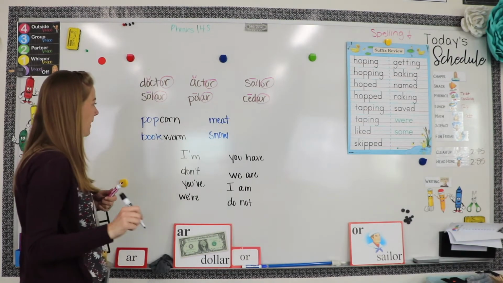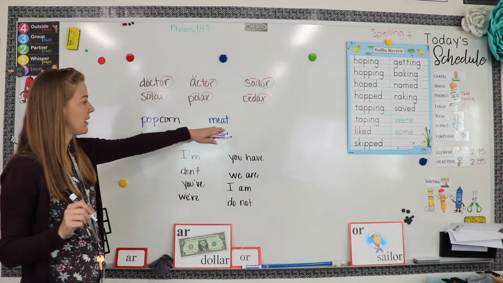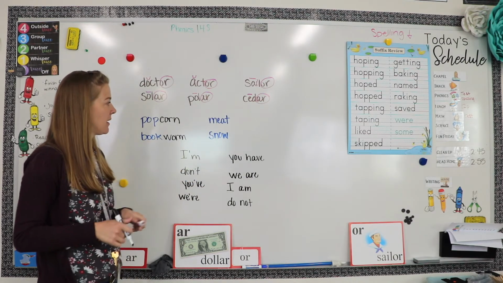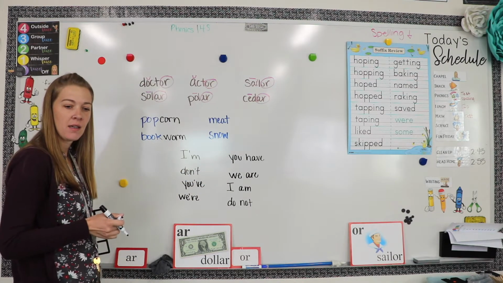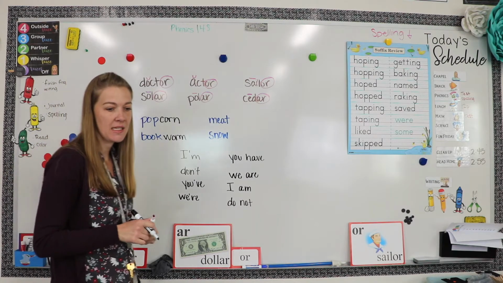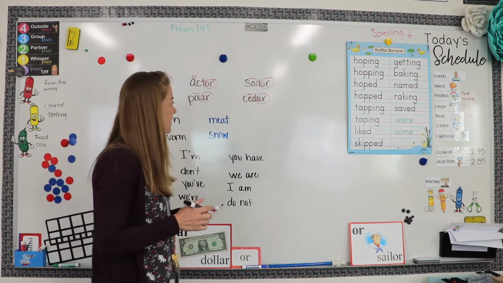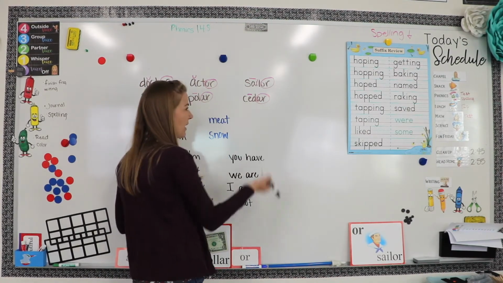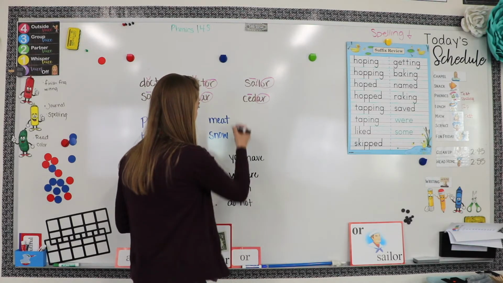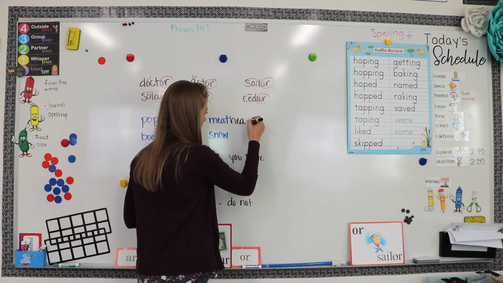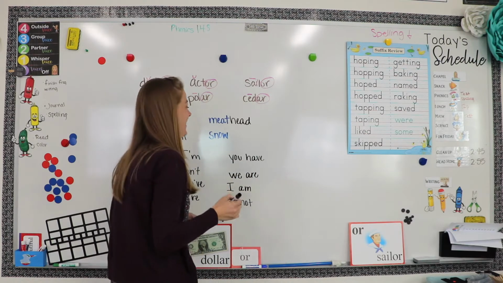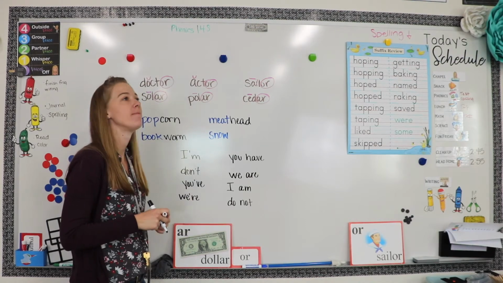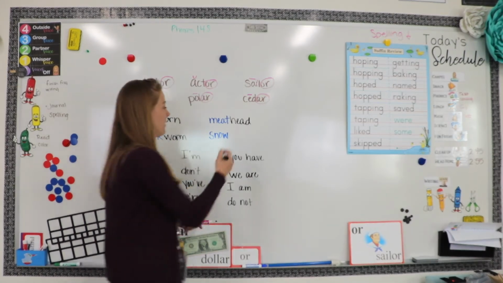Bookworm. Okay. How about meat? This isn't like they meet at a store. This is like meat that you eat. What's a compound word for meat? I have meathead stuck in my head. That's not really a nice one, but you can come up with a better one. All right, how about snow? Snowman.